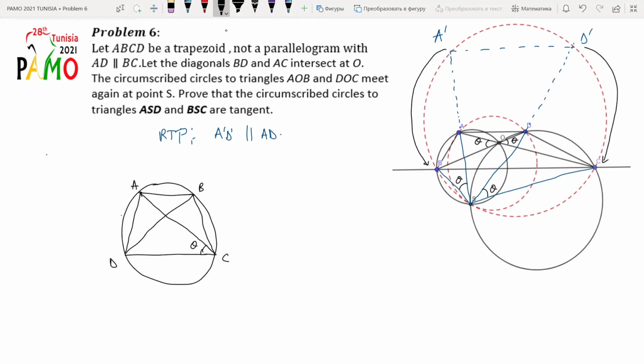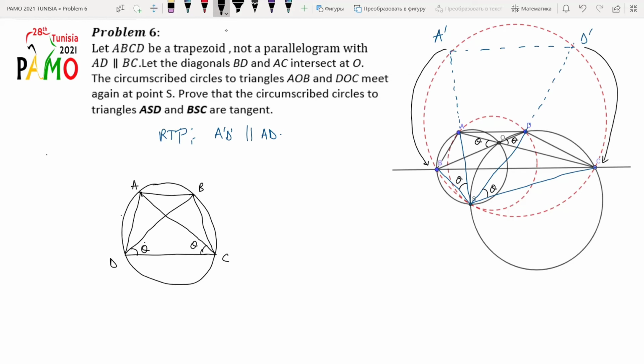I know the configuration is a bit different. Here the two lines do not intersect, but here the lines intersect. But it's still the same idea. If these two arcs subtend angle theta on the circumference of the circle, then by the extended law of sines, the two chords that join the endpoints of those arcs are going to be equal.